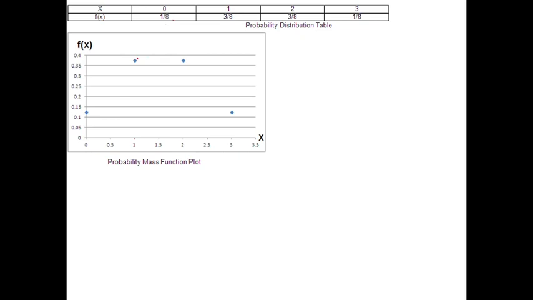0.375, if I'm not mistaken, is between 0.35 and 0.4. So this is 3 over 8. And then for 2, 3 over 8. Okay, so this is also 3 over 8. And then for 3, that is 1 over 8. So this is the probability mass function plot.